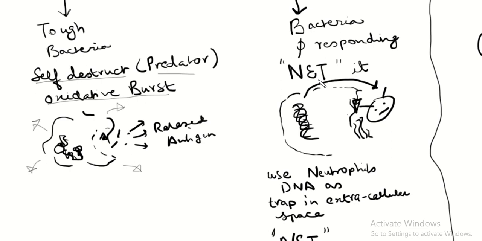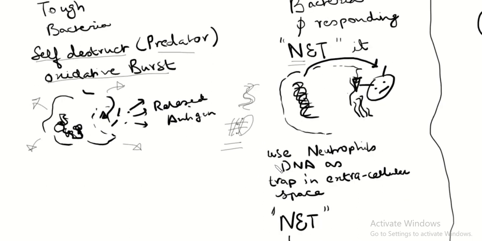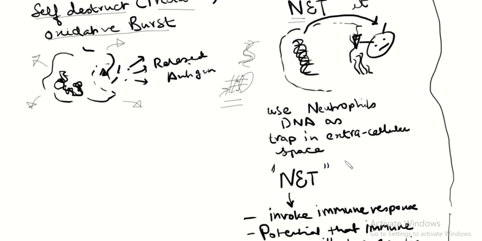the neutrophil is very smart. It can try to net it. What does net it mean? Well, it uses this coiled DNA that it has, right? The DNA is coiled, and uses it as a net to trap the antigens and the bacteria. Okay? And now that it's trapped in the extracellular space, it gives the immune system a chance to respond to it. Okay? And so it nets it. So the neutrophils use their DNA as trap in extracellular space.